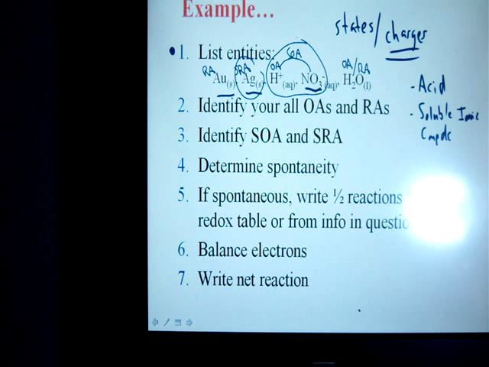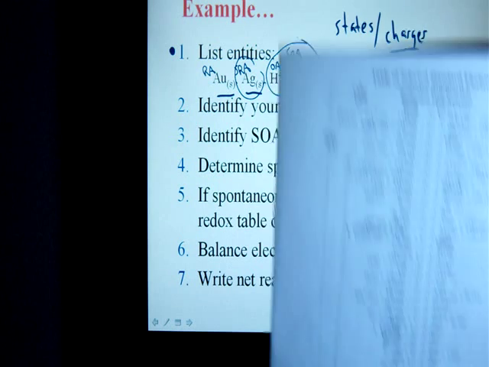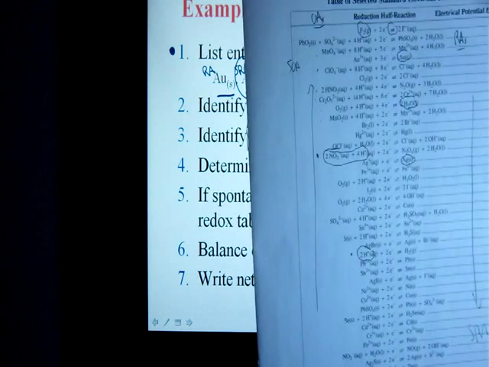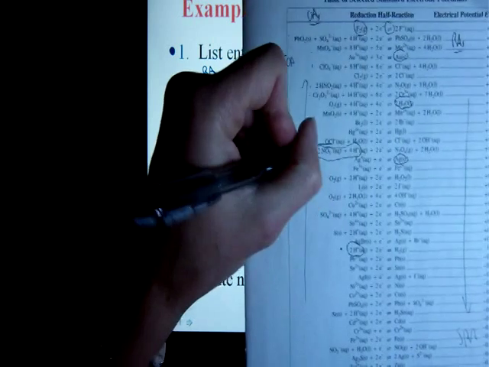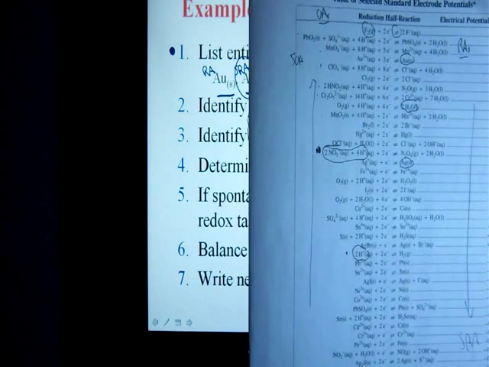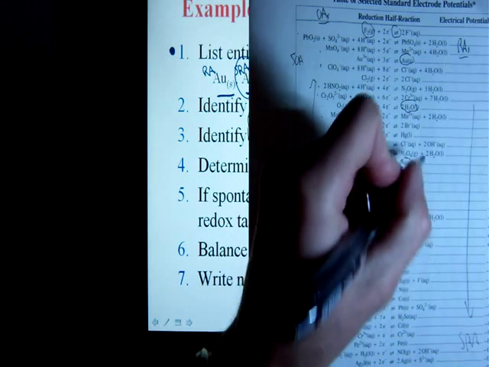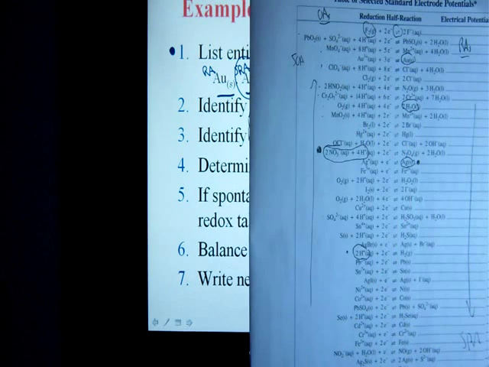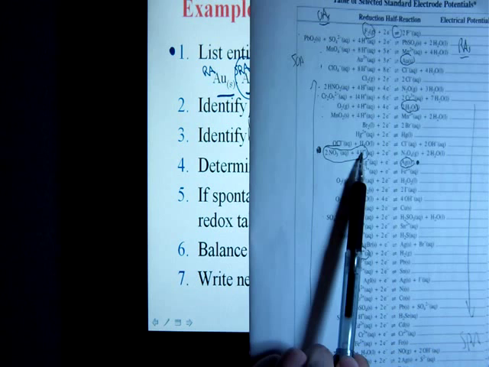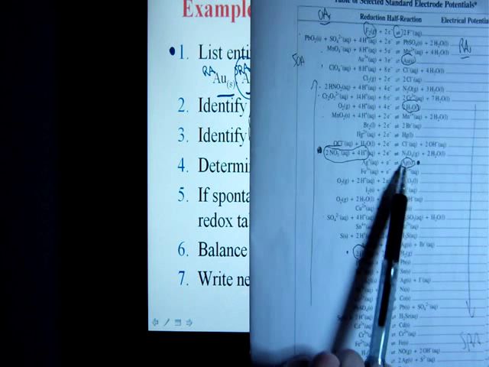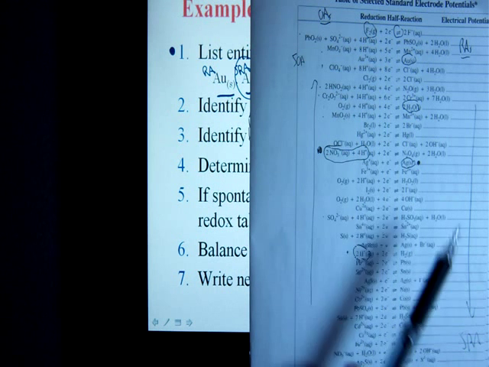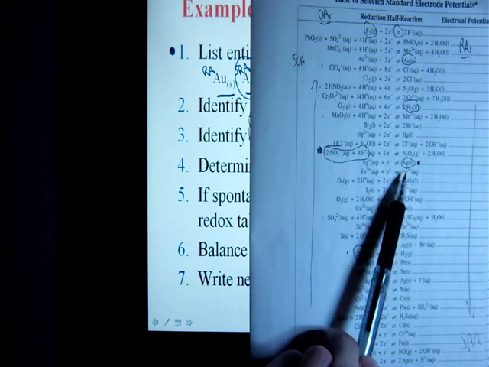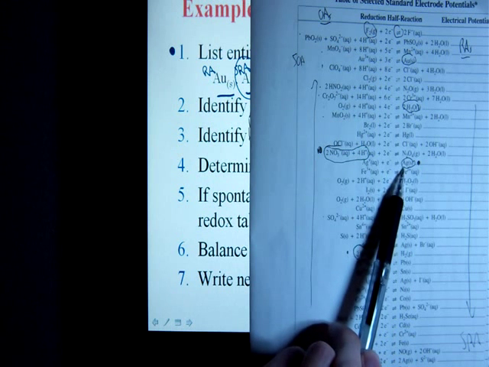Alright, so next step, step 4, determine spontaneity. Spontaneity rule is pretty simple. Basically, once you find your strongest oxidizing agent, which we determined to be HNO3 right here, we look at the physical position of the SOA versus the SRA. We can see here the SOA is above the SRA. That means the reaction is spontaneous. Therefore, HNO3 and silver would react, so you wouldn't store your nitric acid in silver.